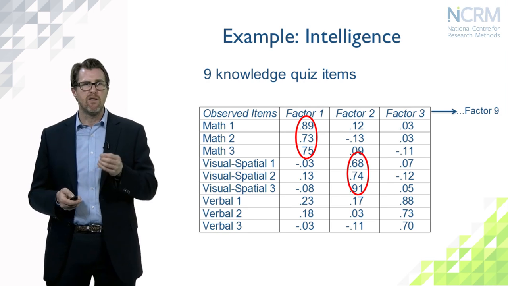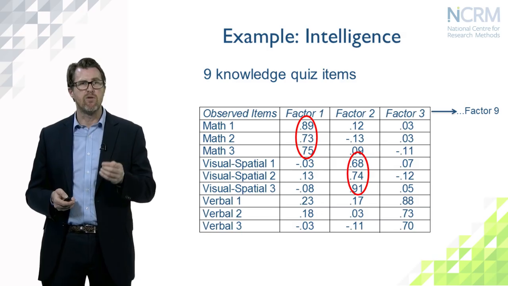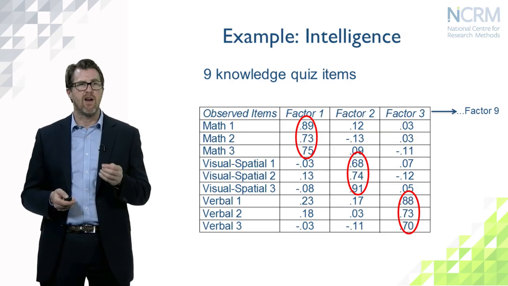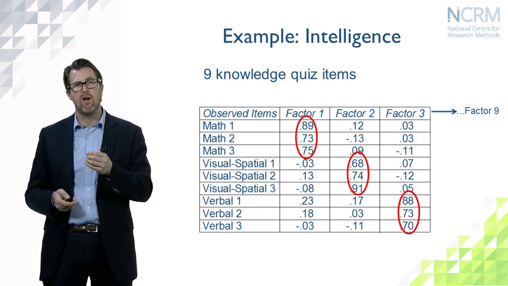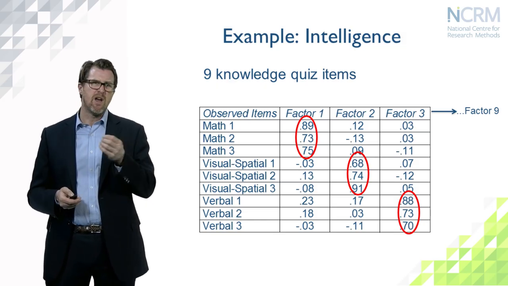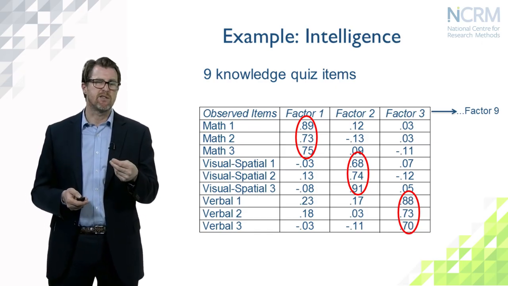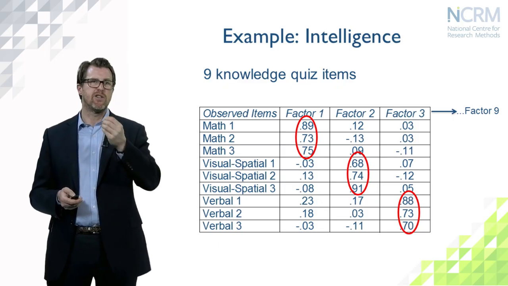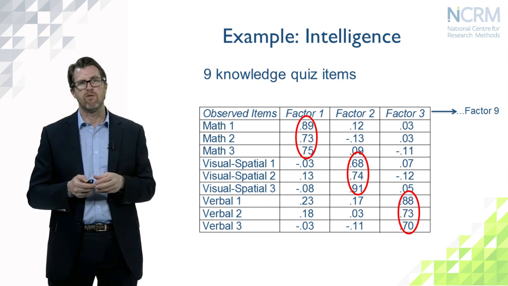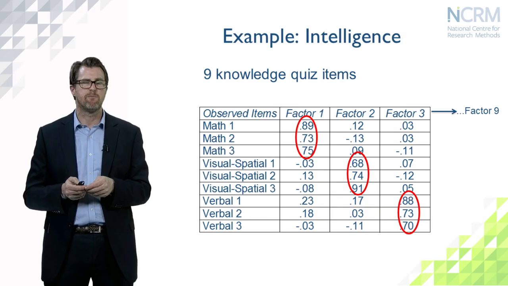For factor 2, there are high loadings on the visual spatial items and low loadings on the other items. And for factor 3, we see this other pattern where it's the verbal items that have a high score and low scores on the other. So we do this inductive process of figuring out what the factors are measuring by looking at the correlations between the factors and the observed variables, once we've retained a smaller number that we think is in some ways satisfactory.